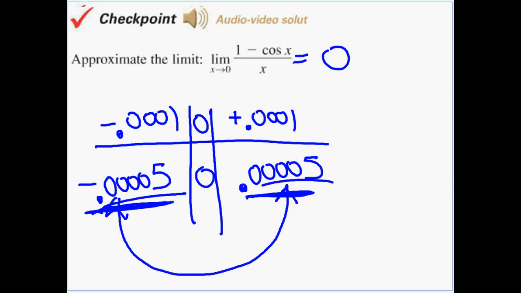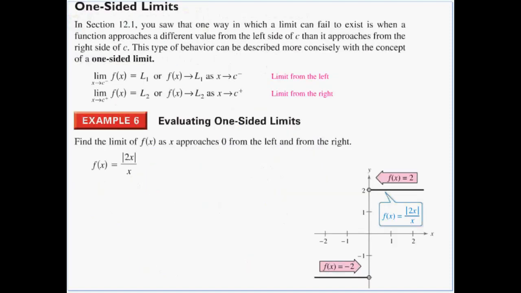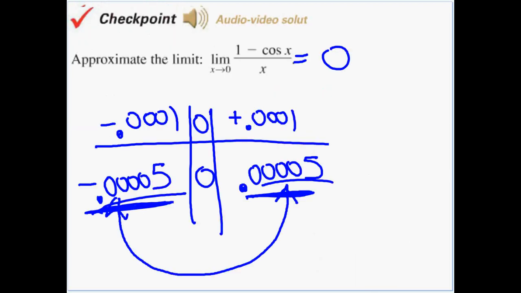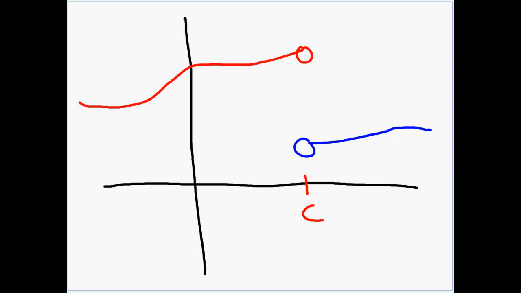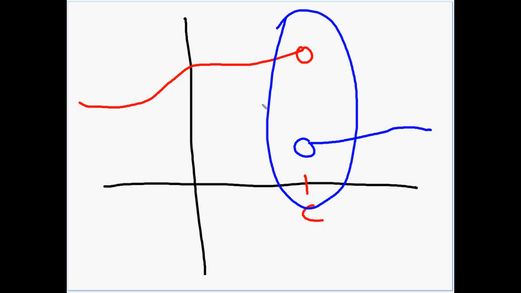Okay. Now before we start this slide here, I want to do a quick refresher. Remember, there are 3 times a limit fails to exist. Let's say we're approaching this number c, and as we come in from the left, we're up here. And if we come in from the right, we're down here. So we would say that this limit does not exist. We're not approaching the same hole. We've got an obvious big jump in our graph, so that limit will not exist.